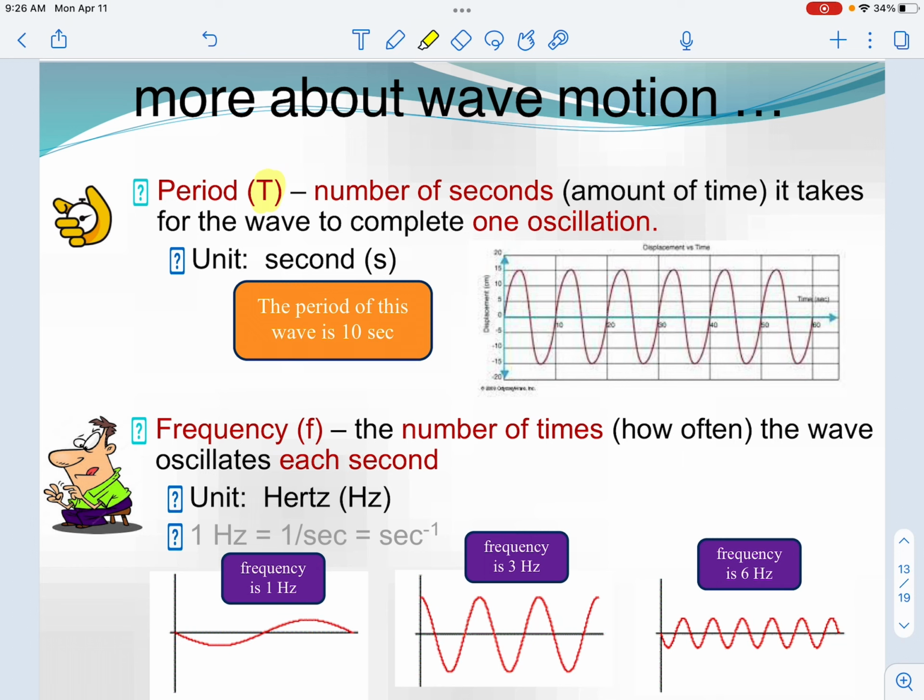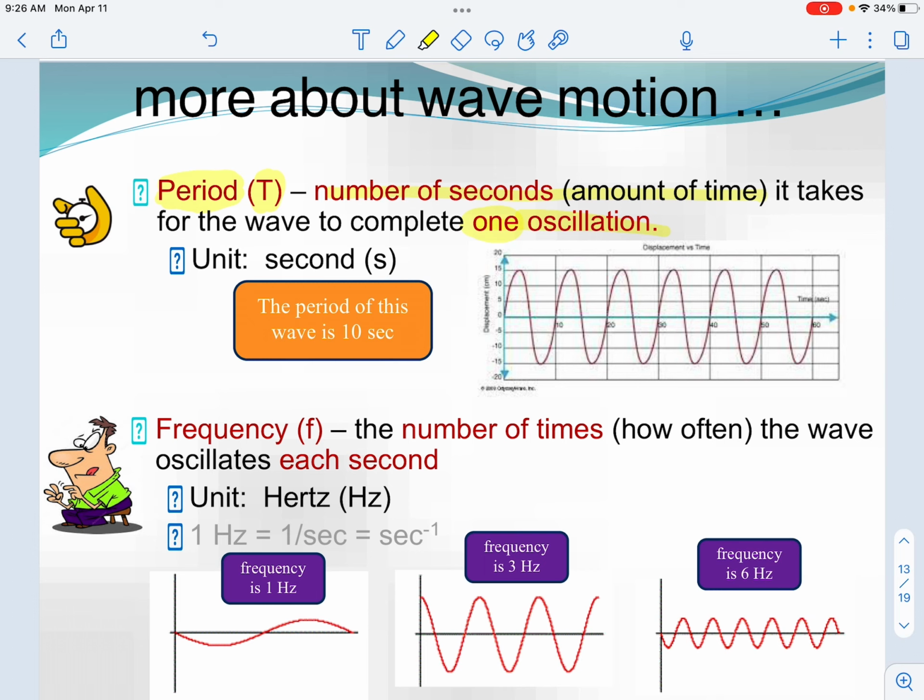So instead, we are very specific. This is why we don't call it a T for time. We call it a period. It's a capital T for period. So this is specifically the amount of time that it takes, but for only one oscillation.